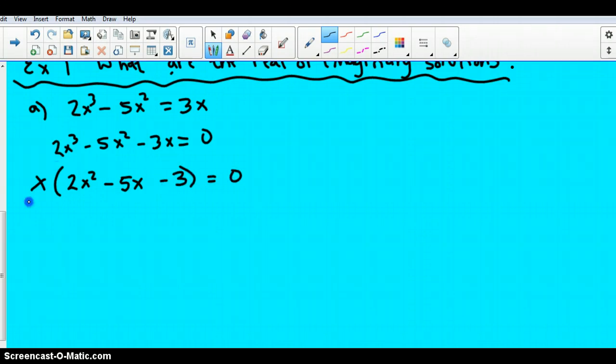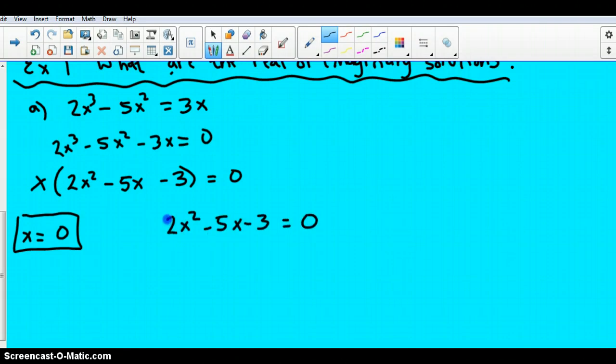Well, guess what? I already have one solution. Does anybody know what one solution is? X equals 0 is one solution. How many solutions should I get? 3. Where are the other two going to come from? The quadratic. So I have 2x squared minus 5x minus 3 equals 0. Now you can see if that's factorable, and if it is, it's probably quicker than the quadratic formula. And so it doesn't matter to me, but I want you to factor that or use the quadratic formula, whichever one is going to work. And I'll give you a second to get the other two solutions.